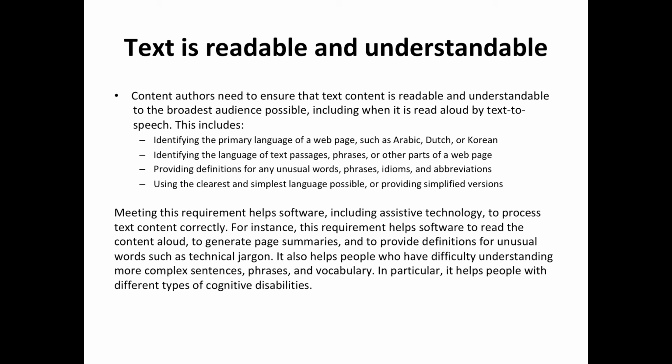Providing definitions for any unusual words, phrases, idioms, or abbreviations. So that way, if you're using an unusual word, a scientific term, you are giving a definition to that. And using the clearest and simplest language possible, or providing simplified versions. Meeting this requirement helps software, including assistive technology, to process text content correctly. For instance, this requirement helps software to read the content aloud, to generate page summaries, and to provide definitions for unusual words such as technical jargon. It also helps people who have difficulty understanding more complex sentences, phrases, and vocabulary. In particular, it helps people with different types of cognitive disabilities.